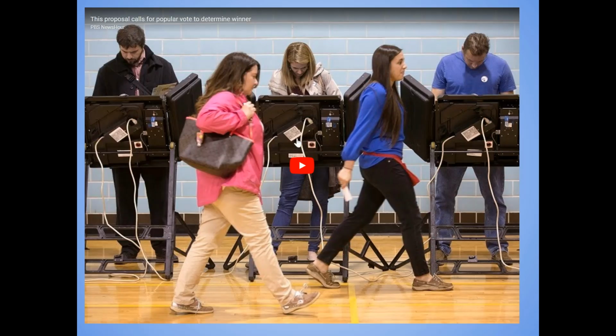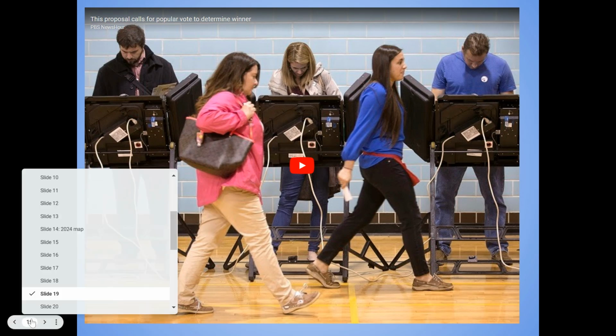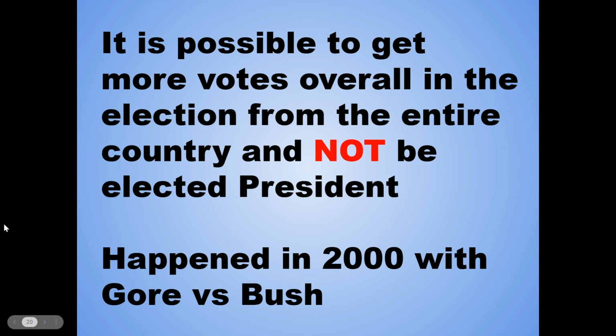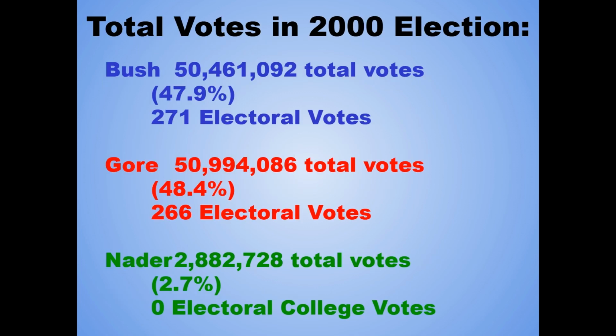This actually goes over this proposal of a national popular vote. Students can react to that, whether or not they want that or not. I don't think it will ever happen, to be honest with you. And is it possible for votes overall to elect one person, but the Electoral College does not actually choose that person? You could show them the Bush-Gore election.